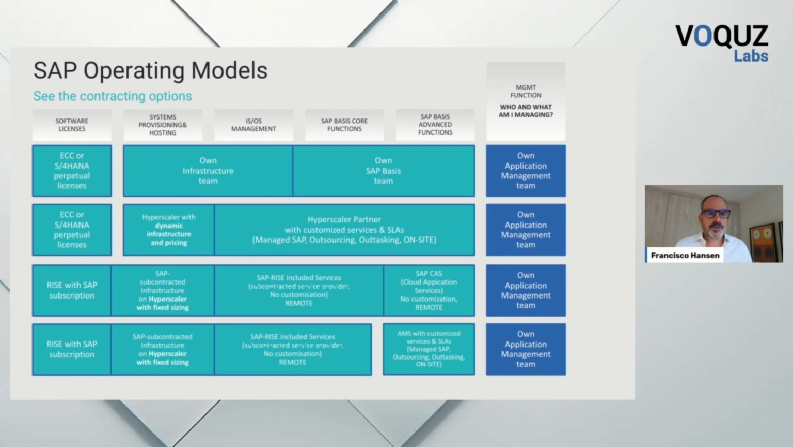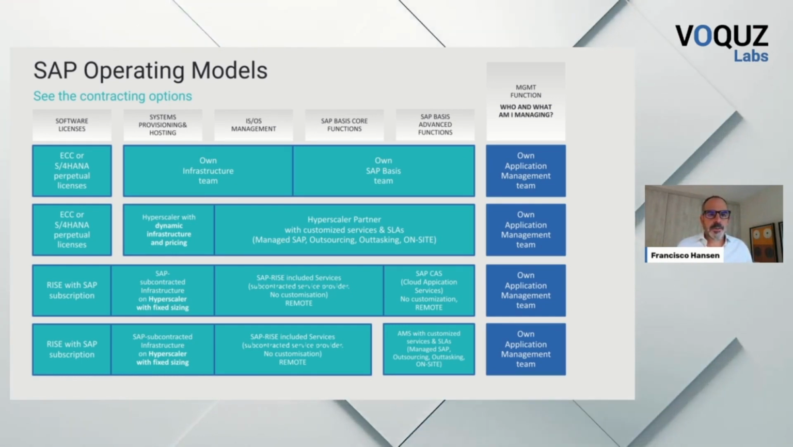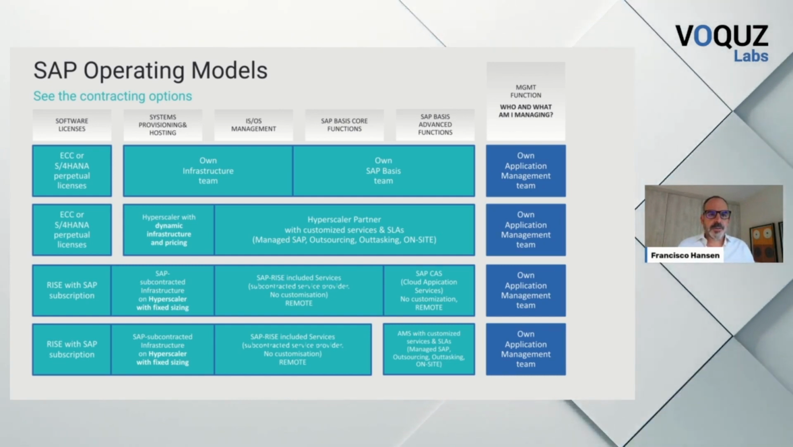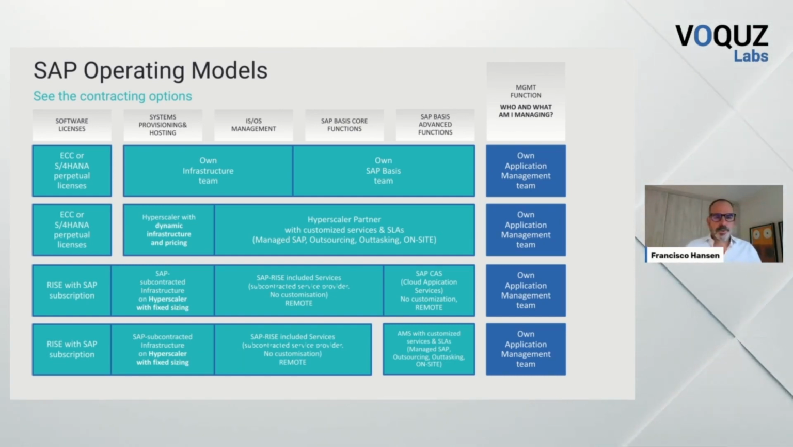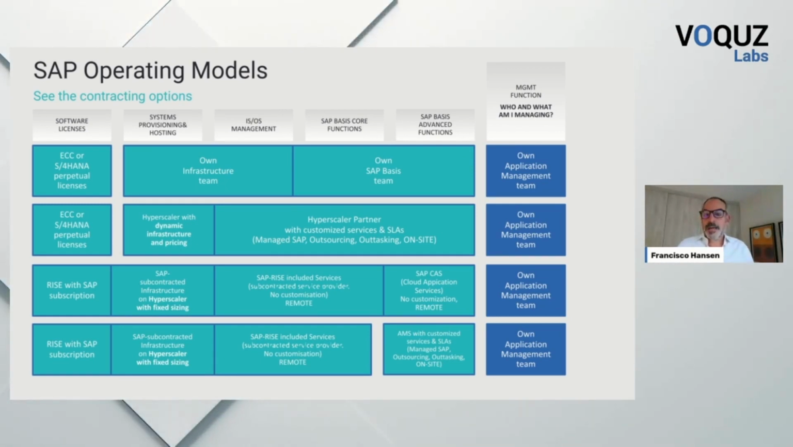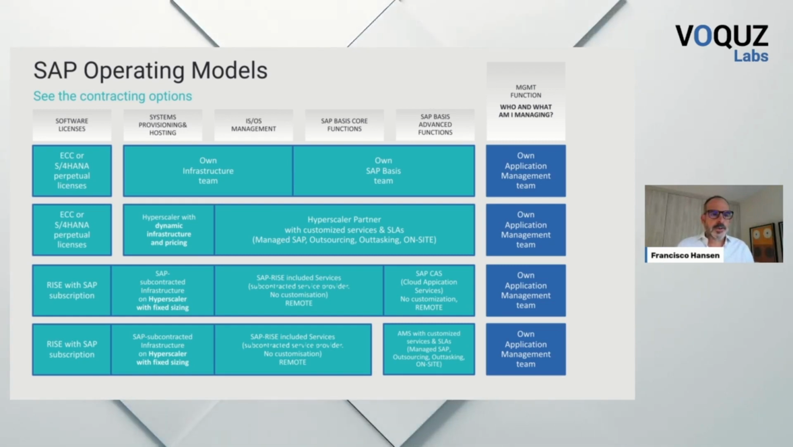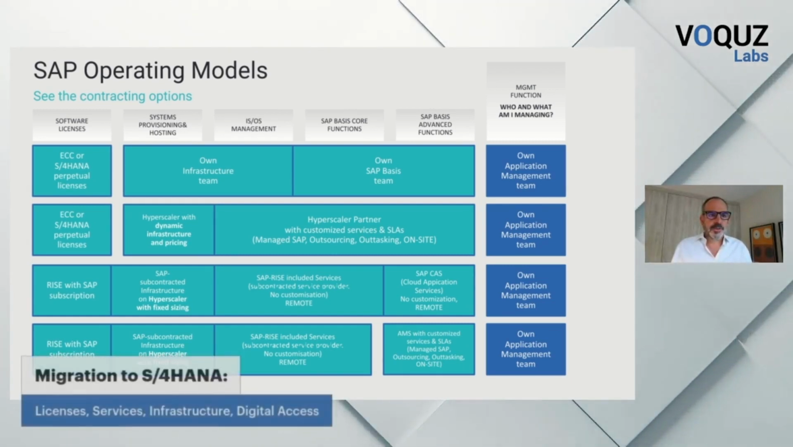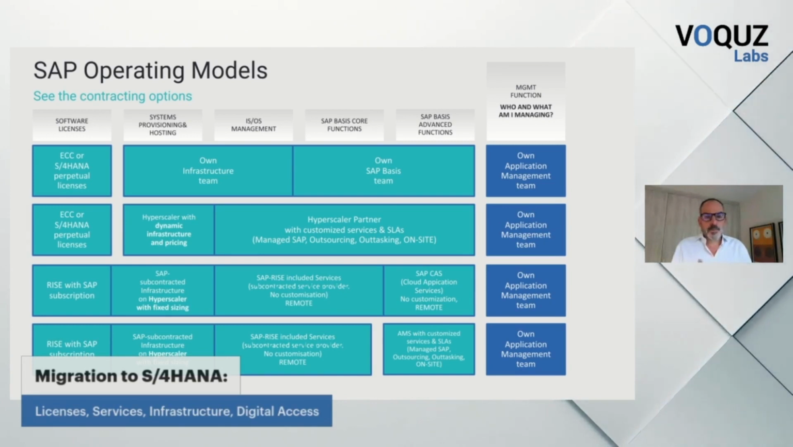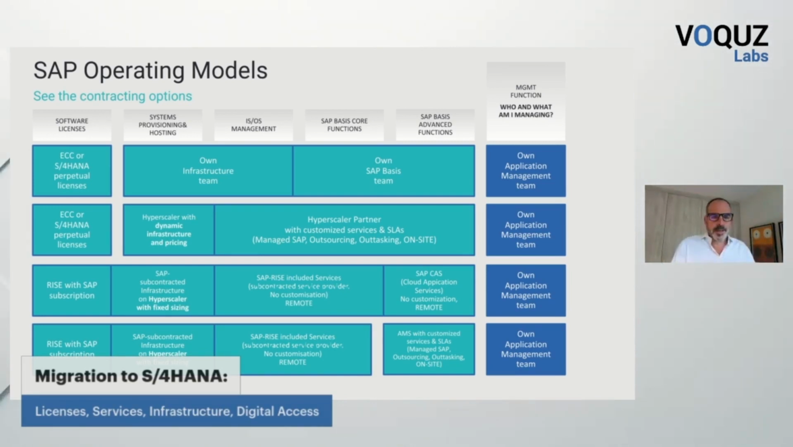So the contracting options. Number one, where are you today? Let's say you are on ECC today, but even if you would be on S4HANA Perpetual licenses in the future, you can decide to have your own infrastructure team and your own data center. You will have your own SAP Basis team, and you have someone managing all of this infrastructure work, the licenses, the contracts all together.